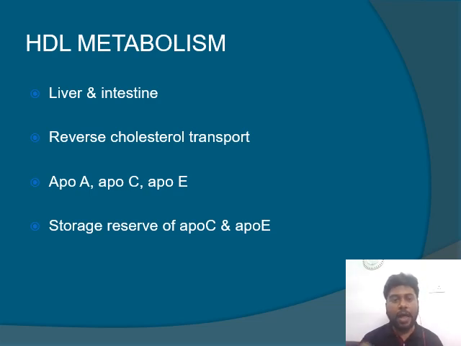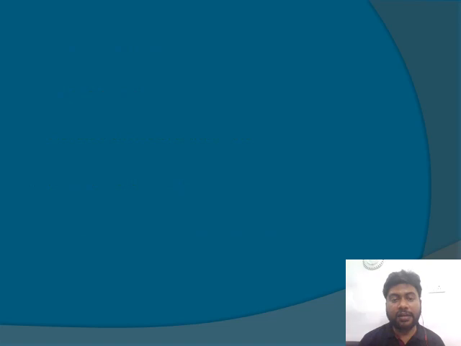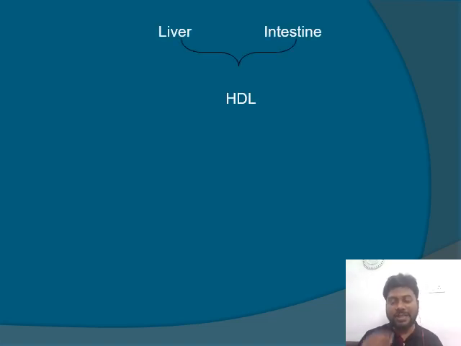Now we will see in detail how this HDL molecule helps in reverse cholesterol transport. As I already mentioned, HDL is synthesized by the joint collaboration of liver and intestine. The newly synthesized HDL has phospholipids, apolipoproteins A, C and E, and very minimal cholesterol. Since the cholesterol content is very low, it looks like a deflated balloon, which we call discoidal HDL.